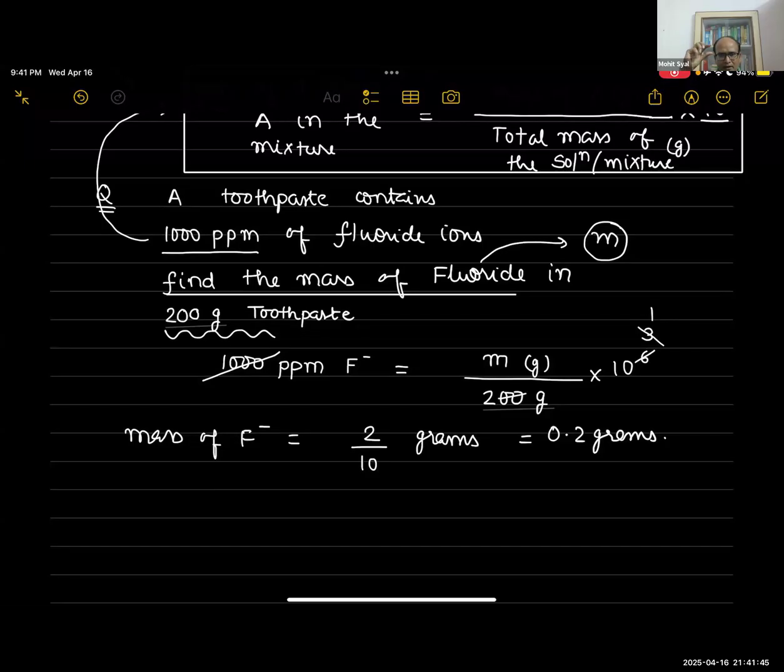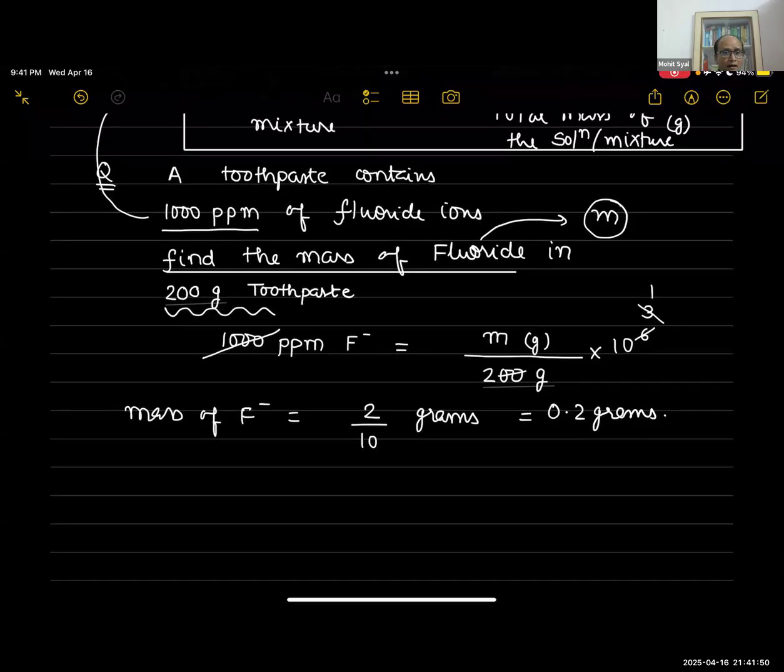What unit do we have to use for the volume? Volume in ml, or you can use liter also. Make sure that in the numerator you have the volume of the component, and in the denominator the total volume in the same unit which you have used in the numerator. Divide them and multiply by 10 to the power 6, and that will give you the ppm with respect to volume.